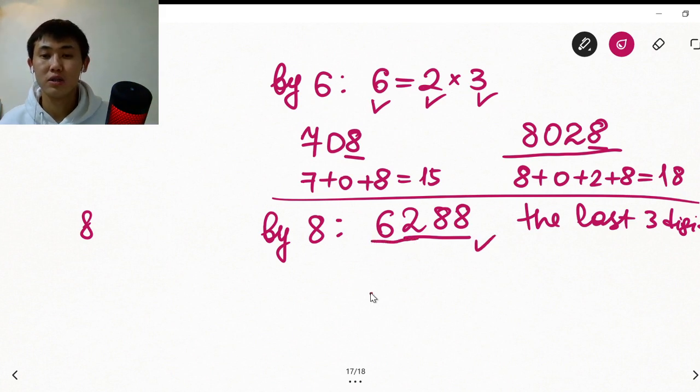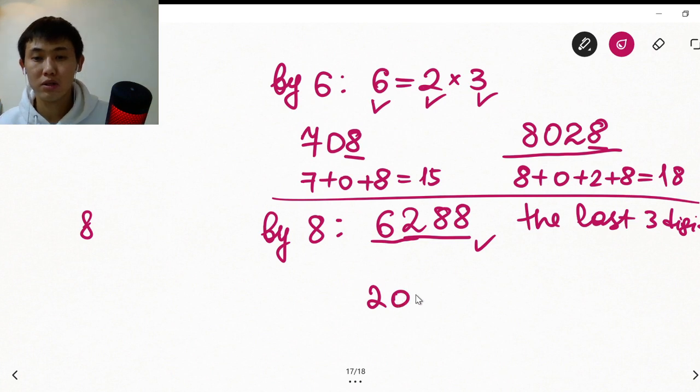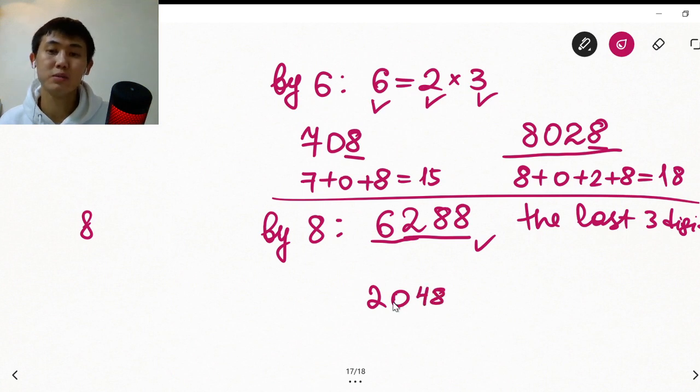Or let's talk about another example, 2048. It's also divisible by 8 because the last 3 digits are 048, and that's why this number is divisible by 8.